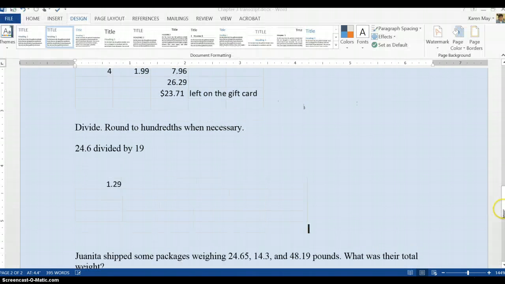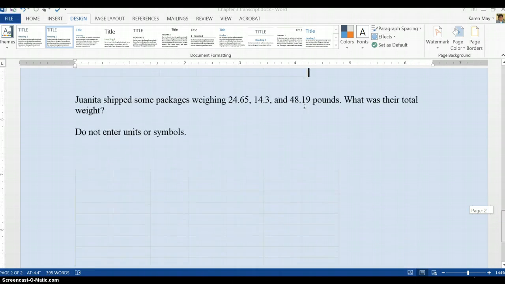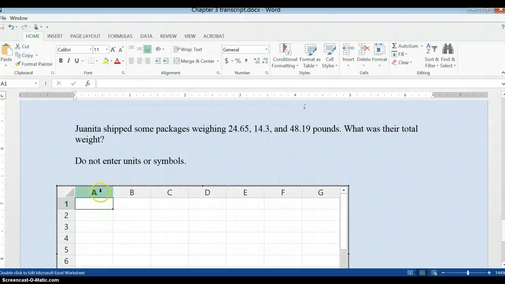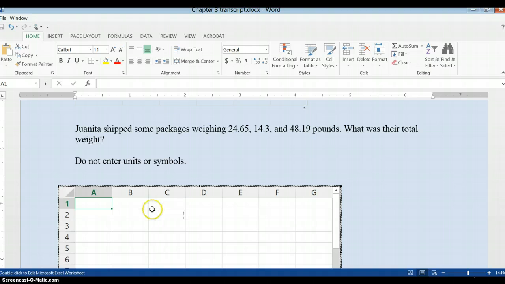Okay, and one more example. Juanita shipped some packages weighing 24.65, so I'm going to type these in, 14.3, and 48.19. What was their total weight? And all you need to do is, once you've typed them in, read it, type them in, and I'm going to auto sum it for their total weight of 87.14.